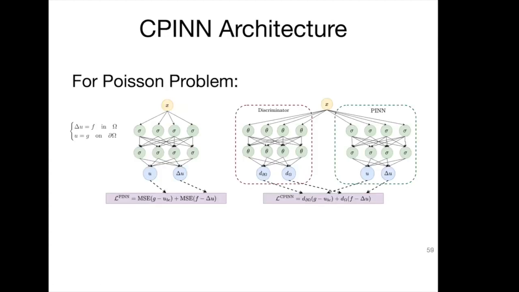So in the case of the Poisson problem, this is how our loss would look. Here on the left we see the loss of the PINN, and on the right we have the loss that is affected both by the PINN, through the choice of what u restricted to the boundary is and what the Laplacian of u is. And then we have the discriminator that has to learn a coefficient to put in front of those.